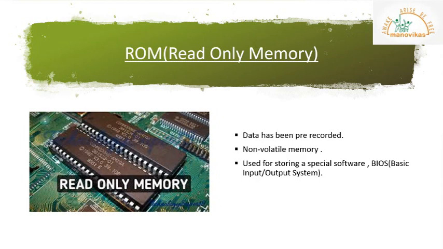ROM is a non-volatile memory, meaning the data remains stored even if the power is switched off. It's permanent. The information which is stored on the ROM is permanent. Now there are different kinds of ROM, like PROM, that is programmable read-only memory. There is EPROM, erasable programmable read-only memory, and EEPROM, that is electrically erasable programmable read-only memory.